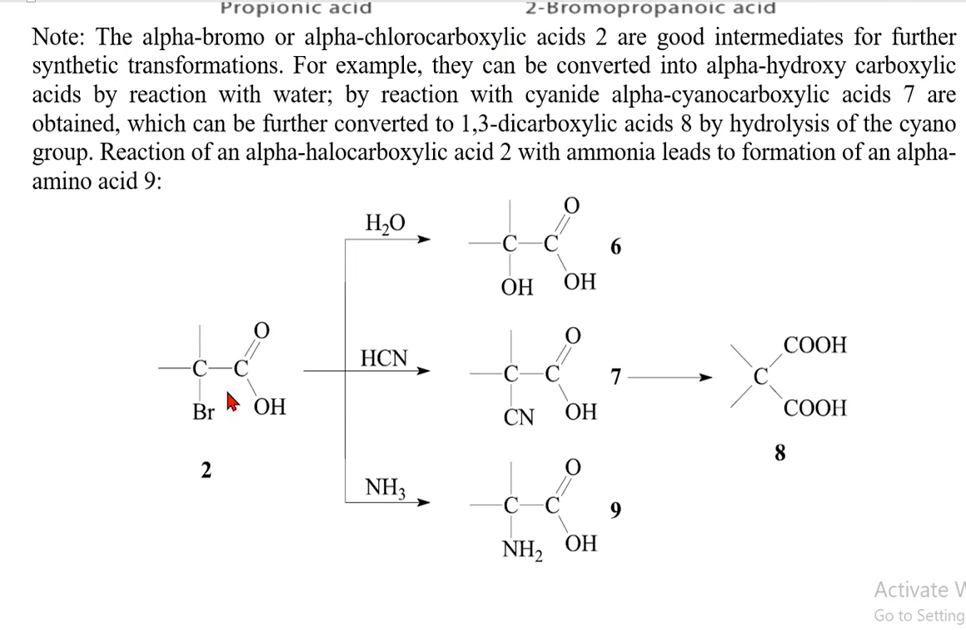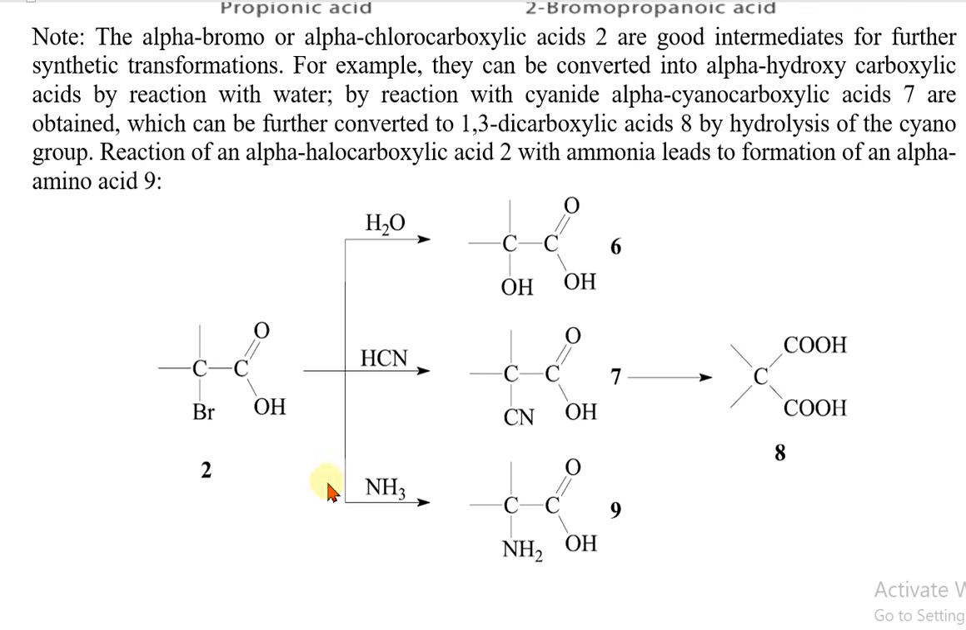chlorocarboxylic acid, these are good intermediates. They are important intermediates in organic synthesis. They can easily be converted to the hydroxyl group by reaction with water, or converted to the nitrile group by reaction with HCN. This nitrile group is also important, as it goes through hydrolysis to give the saturated 1,3-dicarboxylic acid. This 1,3-dicarboxylic acid is also an important type in organic chemistry.